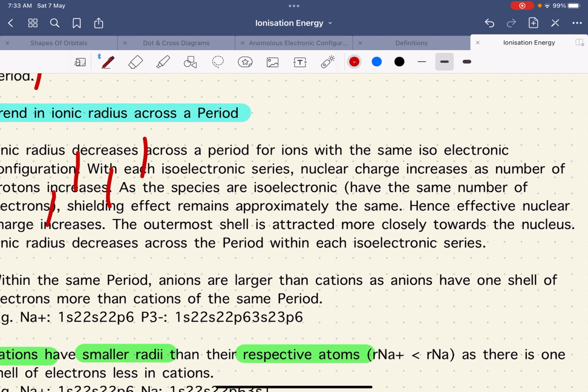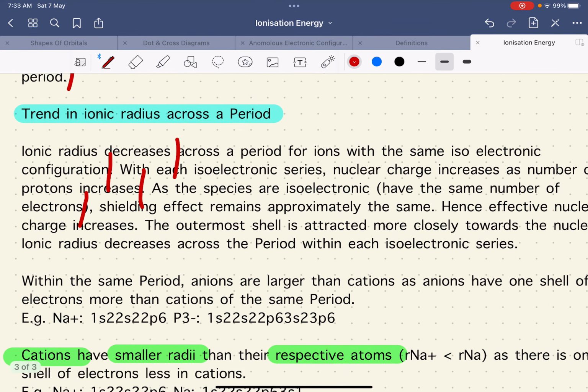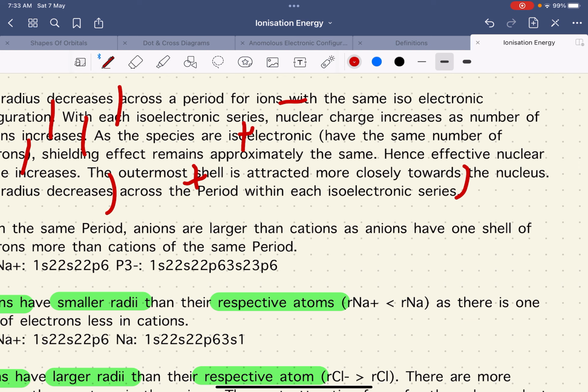Now, because the process is the same, the nuclear charge increases, so the effective nuclear charge increases. Then the outermost electron in the outermost shell is attracted more closely towards the nucleus, hence the ionic radius decreases across the period with the same electron series. Meaning the plus increases, then the minus increases.